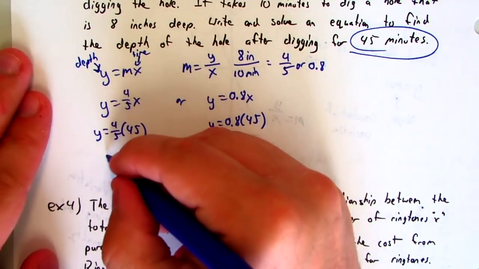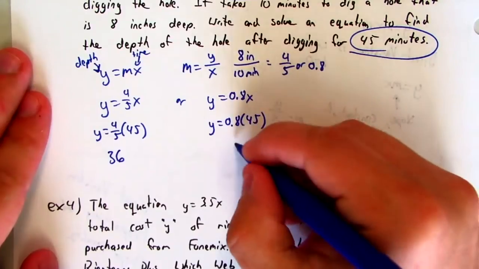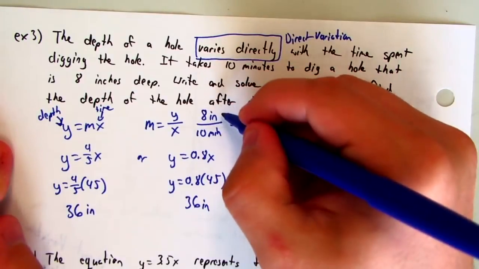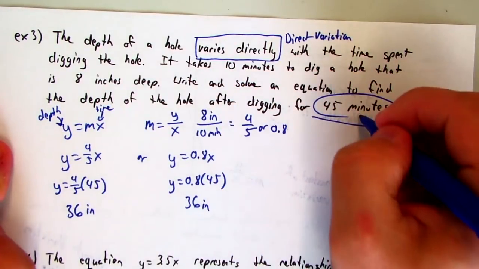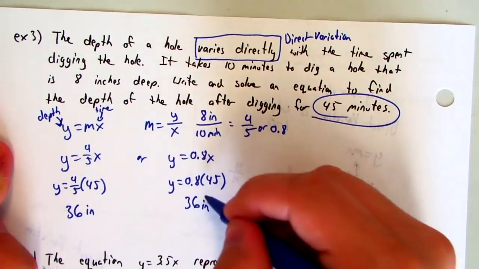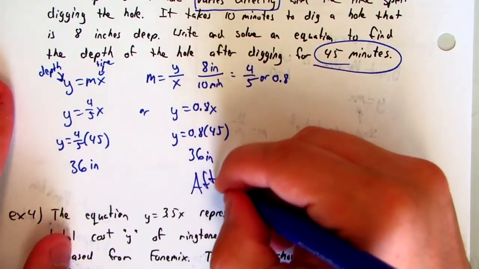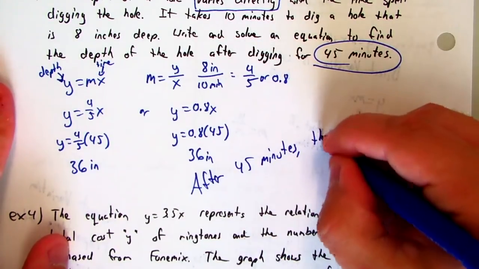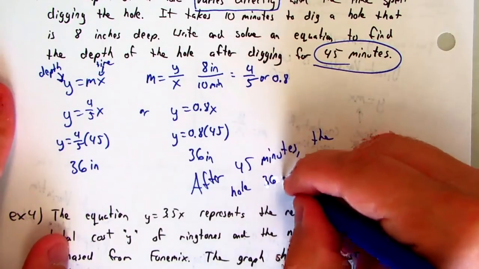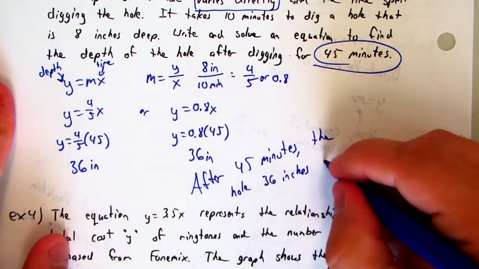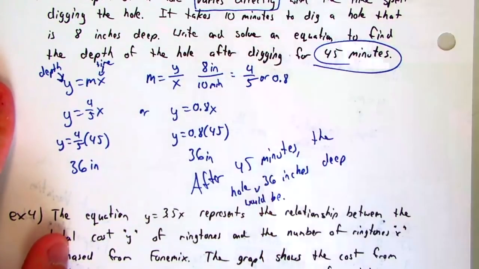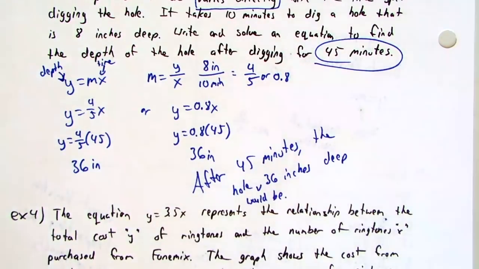As we go through this, 4/5 times 45, we would have 36. Same thing here, 36. And our units would be inches, because that's what we had up here, inches per minute. And if we're going for 45 minutes, this number should be dealing with inches. So after 45 minutes, the hole would be 36 inches deep.